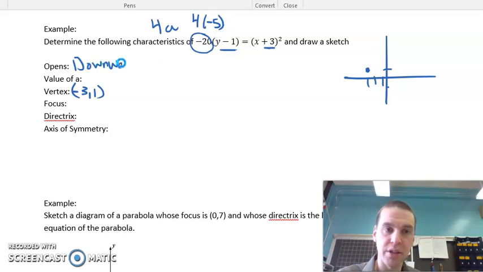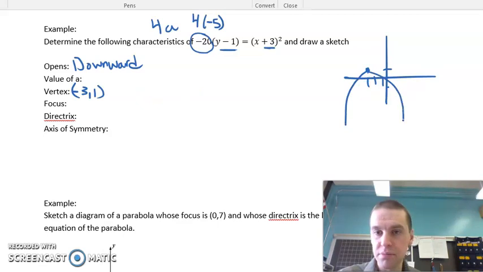Why do I know it's downward? Well, I know the a is -5, and therefore a negative makes the end behavior go to -infinity, or in slang term, down, down. So we know it's opening downward. It's a very poorly drawn parabola, I get that. And the value of a is -5.